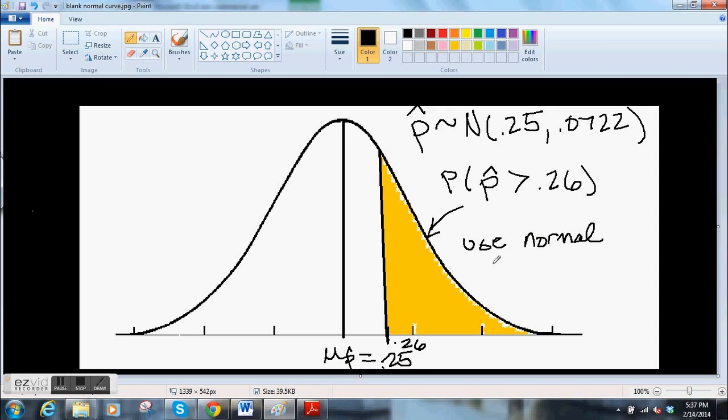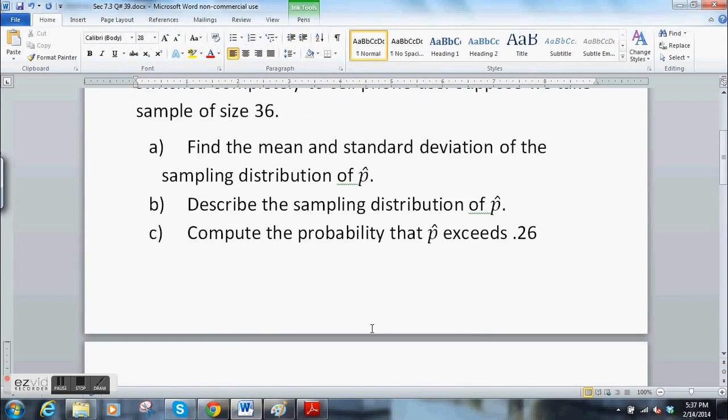This normal function is super handy. The normal CDF function on the TI 83 or 84 is really a great way to find probabilities. So you'll notice we want to go from 0.26 up to infinity. Here's how you do it on the calculator.